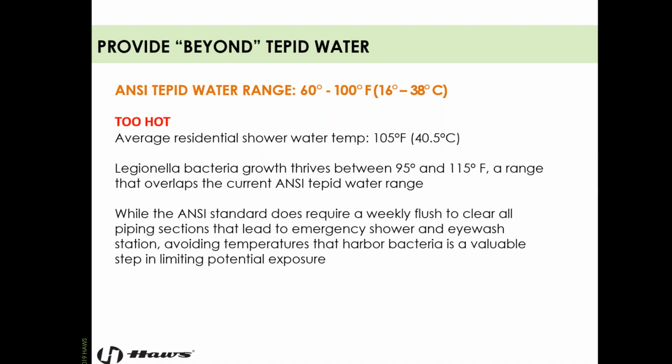If it's too hot, you risk Legionella growing in the pipes. Legionella thrives between 95 to 115 degrees Fahrenheit. And while the ANSI standard does require a weekly flush to clear all piping sections that lead to emergency shower and eye wash station, avoiding those temperatures that harbor the bacteria is valuable in limiting potential exposure to those, which could make a bad situation even worse.